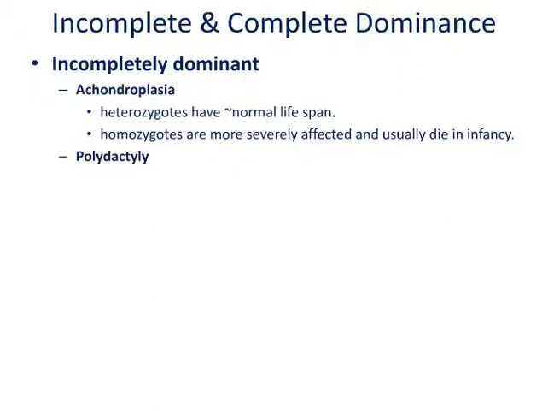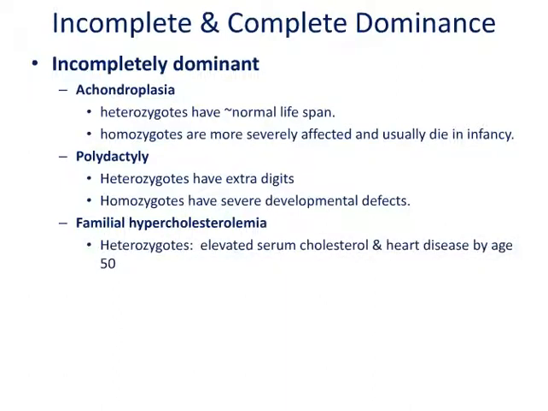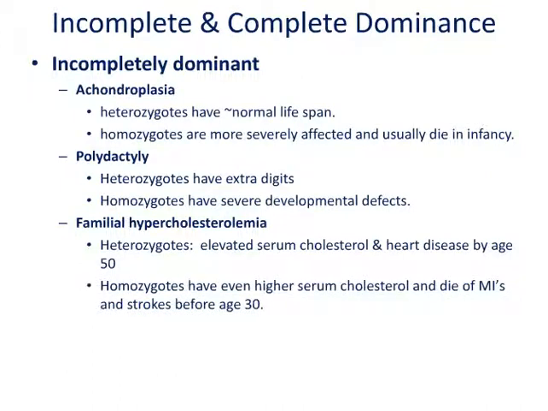Mutation in a number of genes can lead to polydactyly. Heterozygotes generally have extra fingers and toes. The homozygous children of heterozygous polydactyl parents often have severe developmental defects and do not live past early childhood. Familial hypercholesterolemia is caused by mutations in the low-density lipoprotein receptor. Heterozygous individuals have elevated serum cholesterol levels and develop early heart disease, usually by the 5th decade of life. The homozygous individuals have even higher serum cholesterol levels and usually have MIs and strokes in their early 30s.